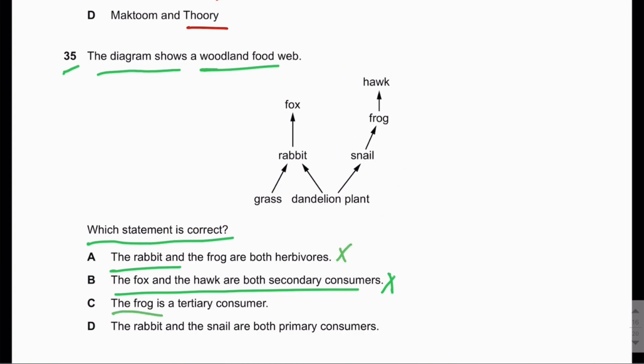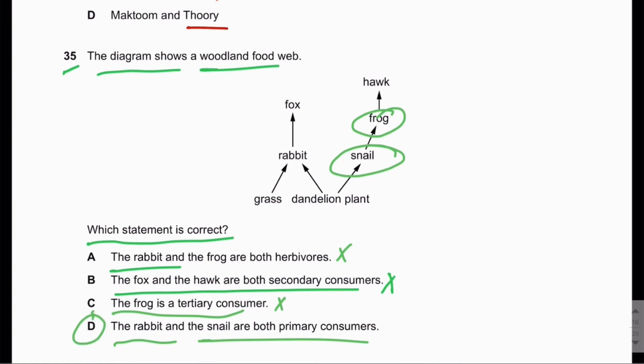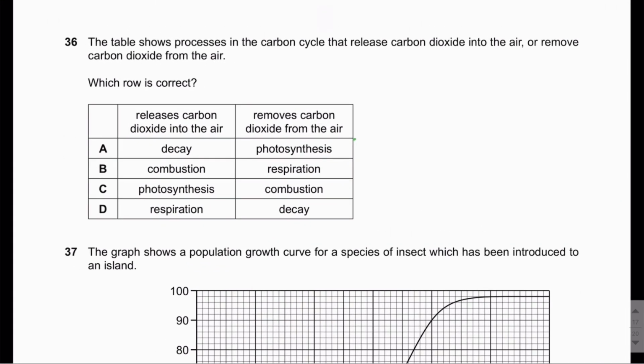Moreover, the frog is a tertiary consumer. Guys, frog is the secondary consumer. Dandelion plant is the producer, snail is the primary consumer, and frog is the secondary consumer, not tertiary consumer. The rabbit and snail are both primary consumers. This is true. Grass is the producer, so rabbit is the primary consumer, and dandelion plant is the producer, so snail is the primary consumer. The answer is D. Let's move on to MCQ number 36.